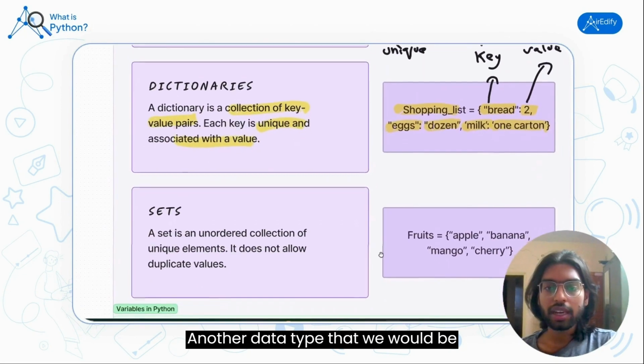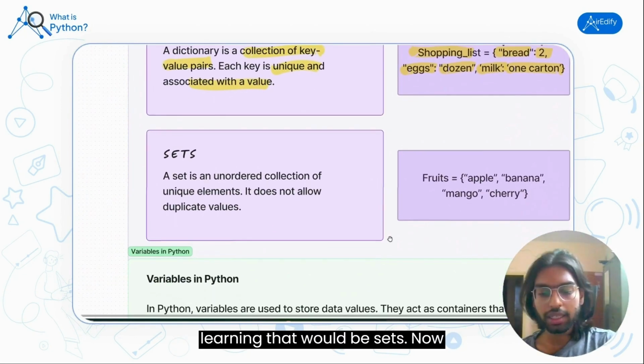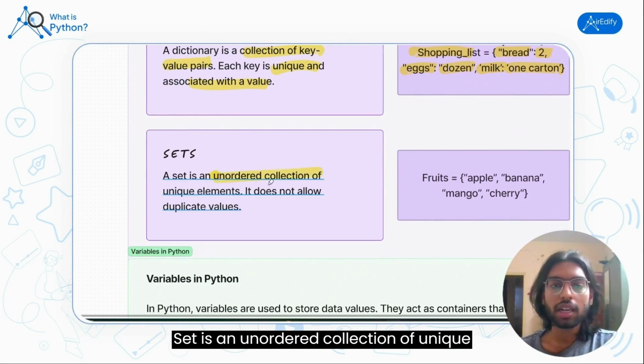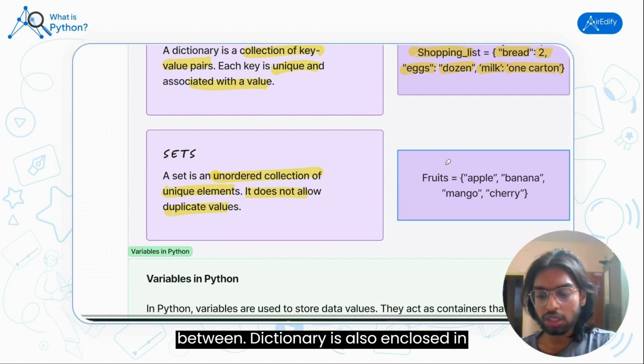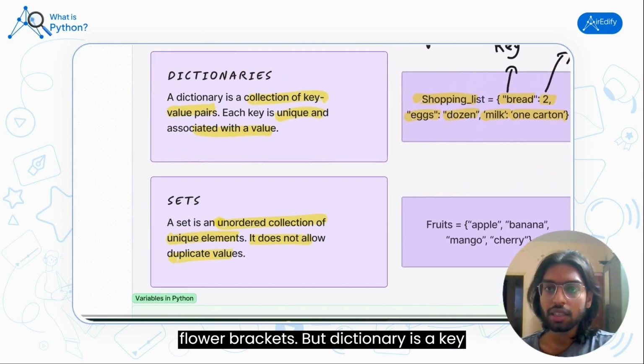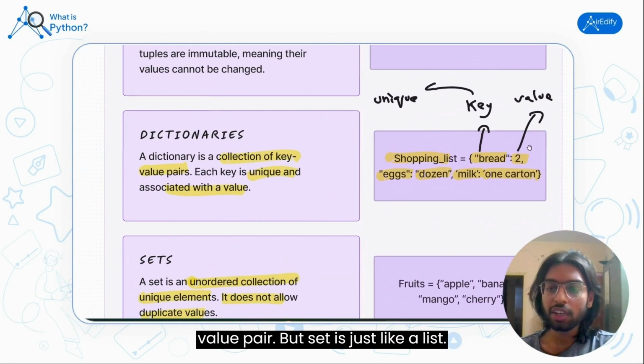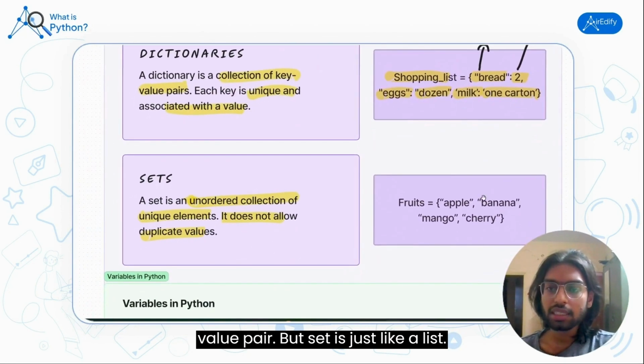Another data type that we would be learning, that would be sets. Now set is an unordered collection of unique elements. It does not allow duplicate elements. That's what we need to be careful of. So set is enclosed between curly brackets. Dictionary is also enclosed in curly brackets, but dictionary is a key value pair. But set is just like a list.